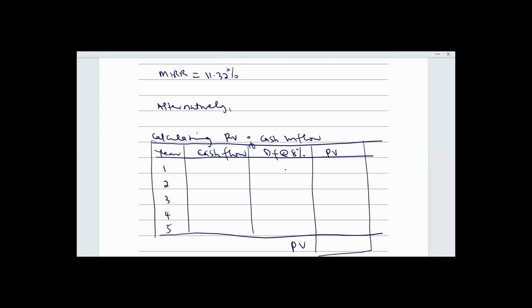Cash flow in year 1 is 6,500. Year 2, 7,750, 5,750, 4,750, then 3,750. So discount factor for year 1 at 8%, 0.926. For year 2, 1.08 raised to power 2 minus, equal 0.857.